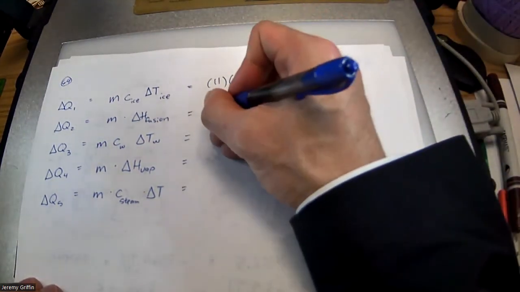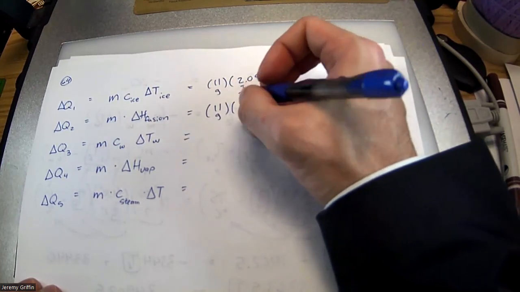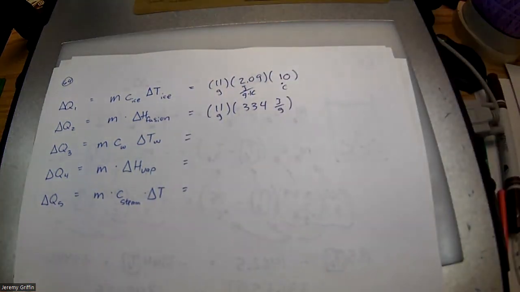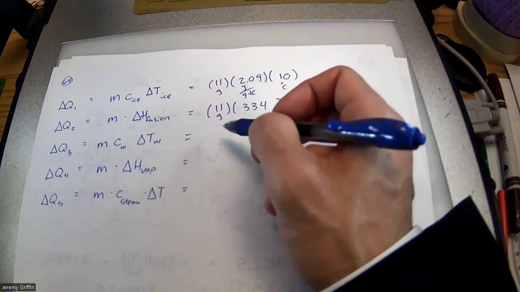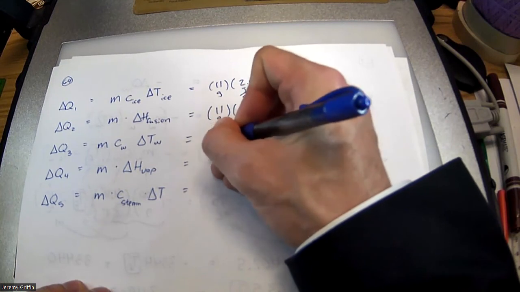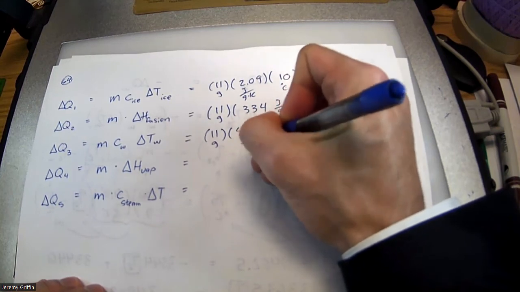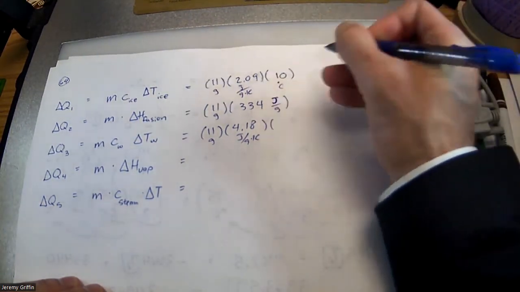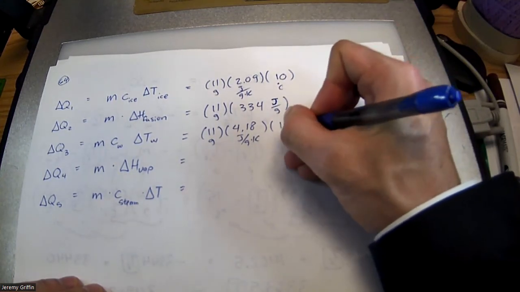The second part, I'm taking my 11 grams and multiplying it by 334 joules per gram. That's to melt all the ice into water. The third part, now we have liquid water, but it's all really cold. It's like 0 degree water. So we need to bring it up to boil. So that's going to be 11 grams at 4.18 joules per gram Kelvin. And we're going 0 to 100 degrees Celsius. That's a change of 100 degrees Celsius.